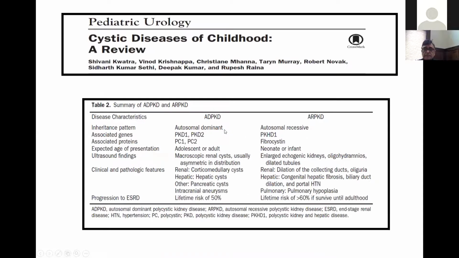And this is the difference between ADPKD and ARPKD. In ADPKD, the most important thing is macroscopic renal cysts, usually asymmetric in distribution, with corticomedullary cyst involvement. In ARPKD, you see enlarged echogenic kidneys, oligohydramnios, dilated tubules, and dilatation of the collecting ducts with oliguria.